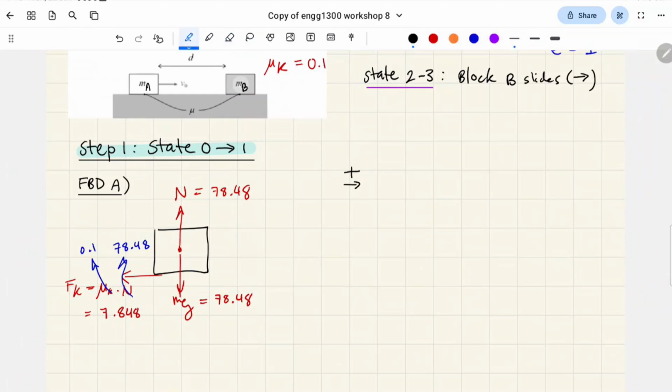All right, so I'm going to take the sum of the forces in the horizontal direction. We technically did the one in the vertical direction already, but we just skipped that step.